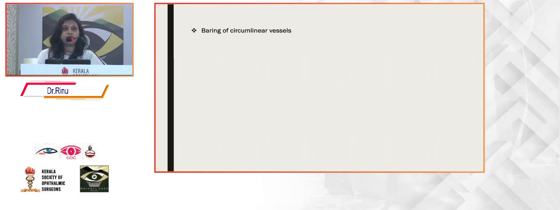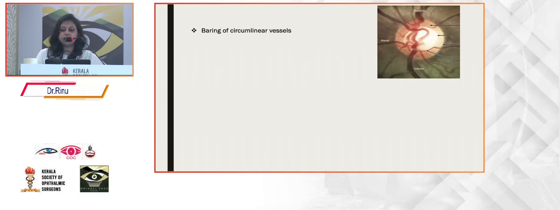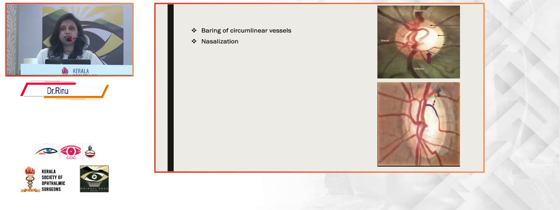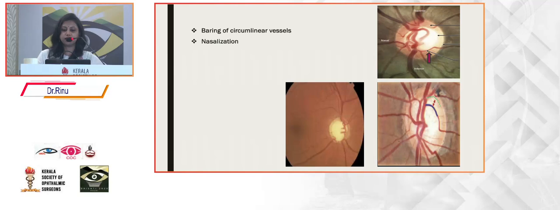Next is baring of circumlinear vessels. Circumlinear vessels are small vessels which are branches of the central retinal artery that run along the edge of the cup. So when there is an enlargement of the cup, this circumlinear vessel stays in that position, whereas the cup margin will recede further. So this will make the vessel look bare or exposed, as if it's lying on the surface of the disc. This is called baring of circumlinear vessels.